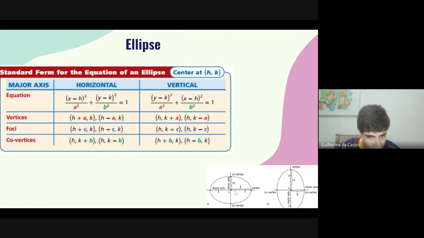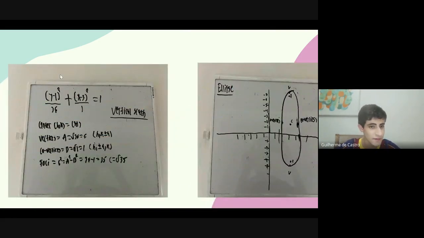Our foci is mostly given direction, but as you can see, we have our vertice here, co-vertice here, vertice here, co-vertice here, and connected. This is the horizontal, and this is the vertical. And as you can see here, I did some work.